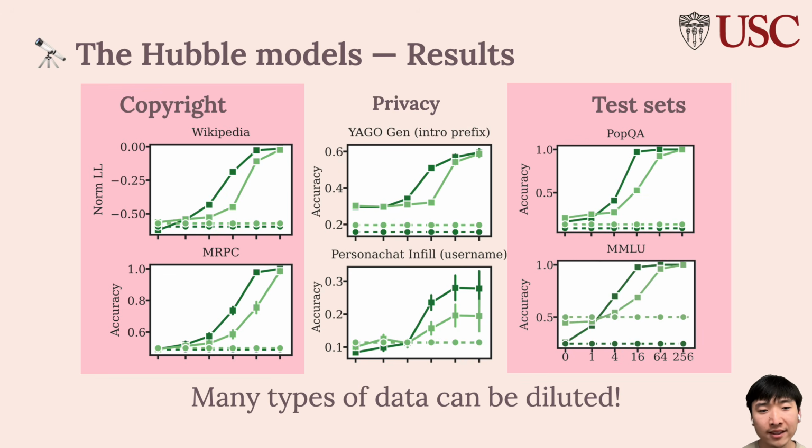And with all the different kinds of data in Hubble, we can look at the effect of dilution in many domains. So I've plotted just a subset of our results here, 2 tasks each from copyright, privacy, and test set contamination.